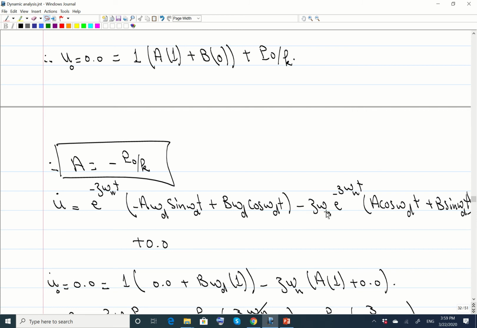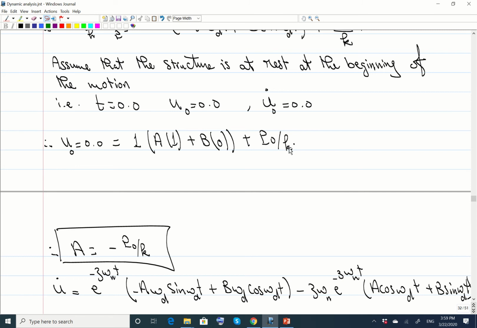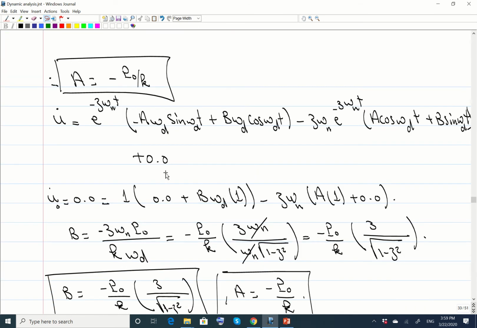It's going to be negative zeta omega nt multiplied by e power negative zeta omega nt multiplied by what we had in the bracket over here, plus the derivative of P naught divided by k. P naught divided by k is constant, so the derivative is 0. Okay, now the initial velocity u dot naught is equal to 0 when the time is 0. Just put time 0 here, so e power 0 becomes 1, and then sine 0 is 0, and then cosine 0 is 1, so b omega d multiplied by 1 minus zeta omega n, e power 0 is 1, and then a cosine 0 is 1, plus 0.